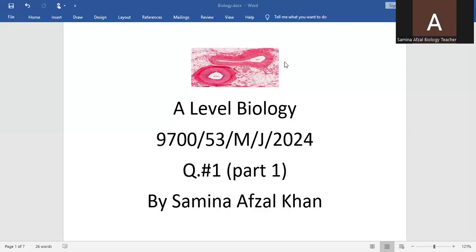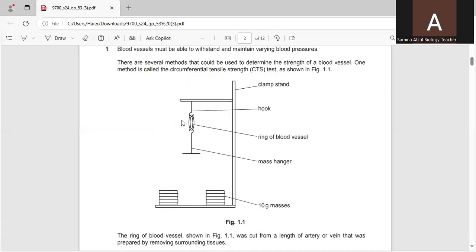A-Level Biology 9700, question 5, variant 3, May/June 2024, question number 1. Blood vessels must be able to withstand and maintain varying blood pressures. There are several methods that could be used to determine the strength of a blood vessel.